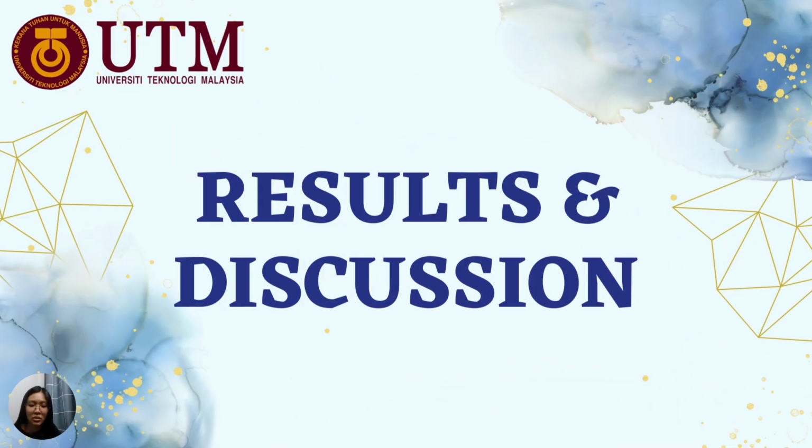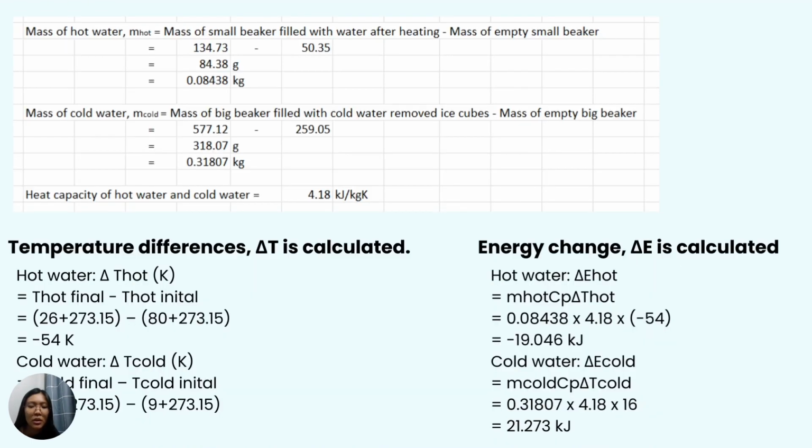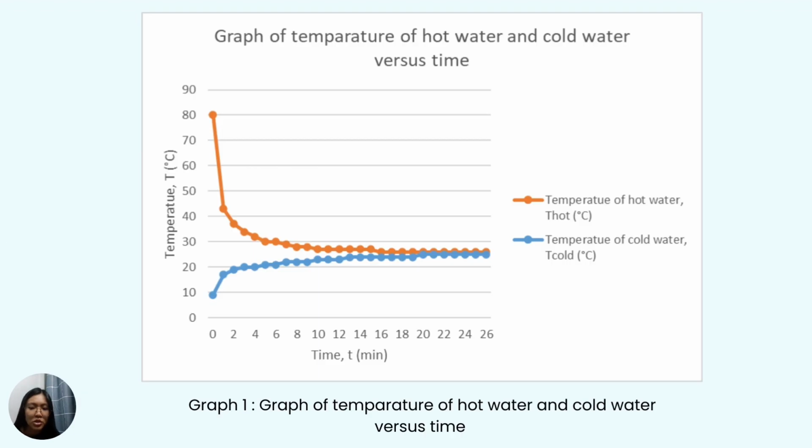Result and discussion. The results of time, temperature of hot water, and temperature of cold water are recorded in Table 1. The temperature difference of hot water and of cold water is obtained by subtracting the initial temperature from the final temperature respectively. Next, we calculated the mass of hot water and cold water. The energy change in hot water and cold water is calculated using the formula mcθ. A graph of temperature of hot water and cold water versus time is plotted.